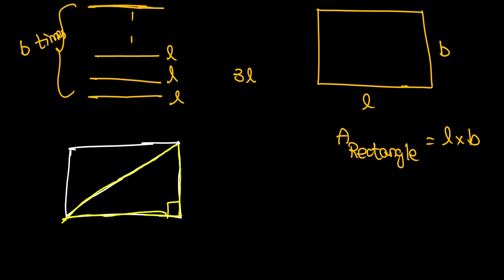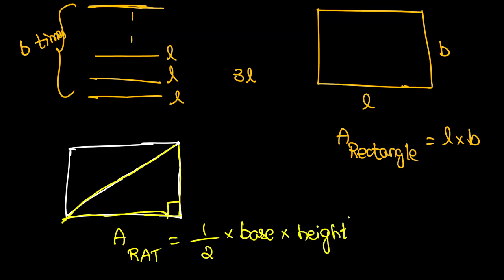Do you agree? The rectangle is length into breadth, and this is half of that. So the area of this right angle triangle is half into length, which here is called the base. Generally we call it length in a rectangle, but in a triangle we call it the base. The breadth we call the height. From the same rectangle they developed this triangle.